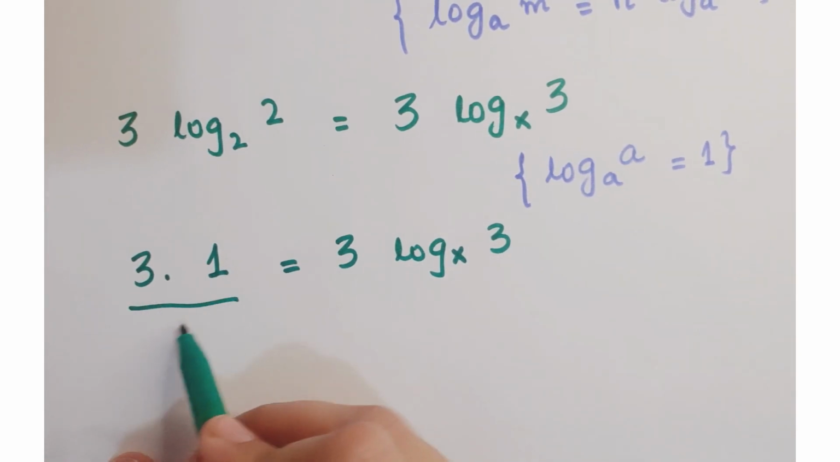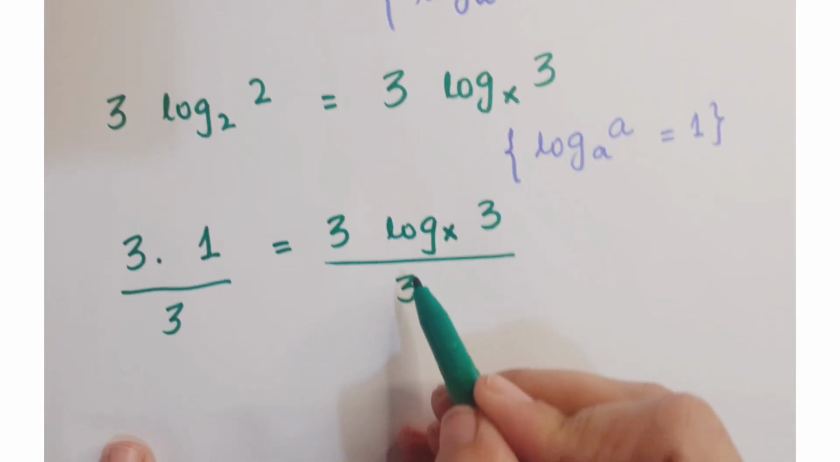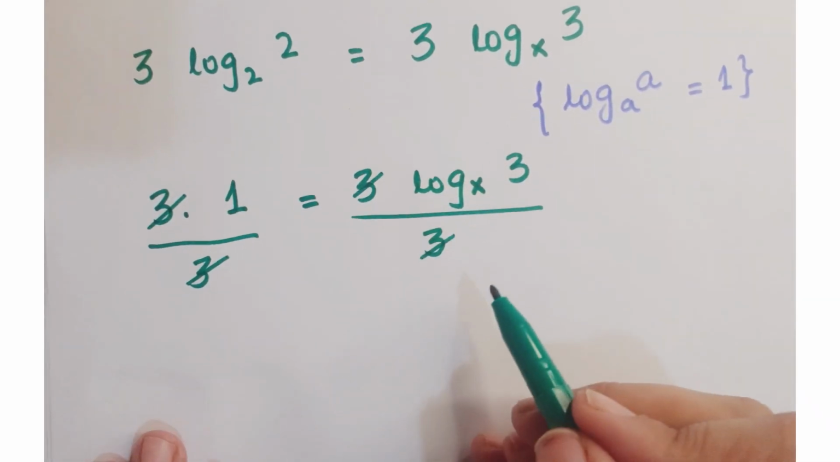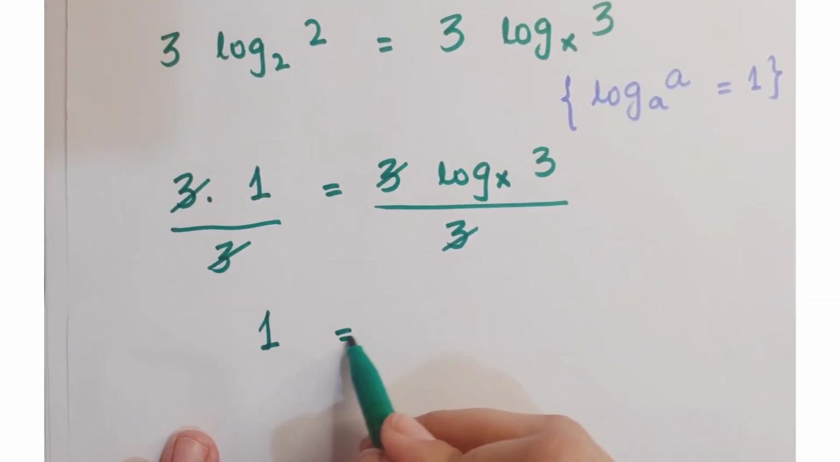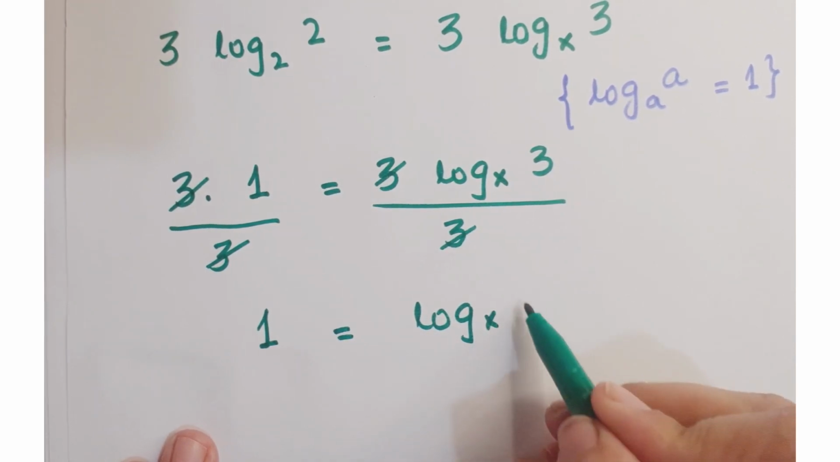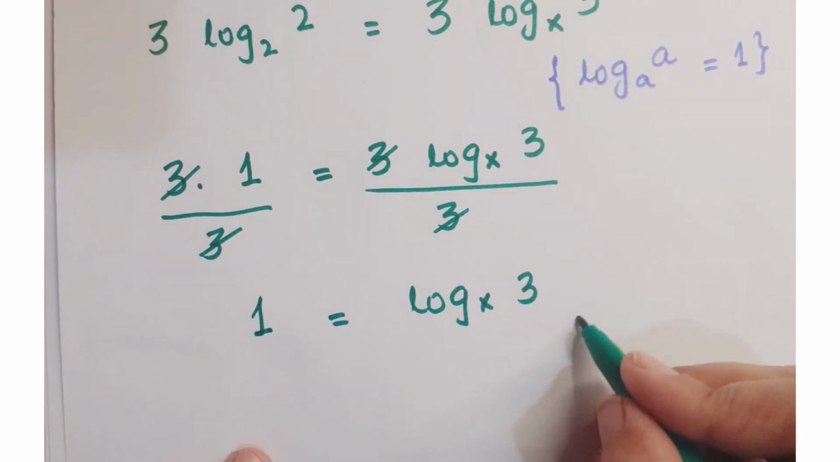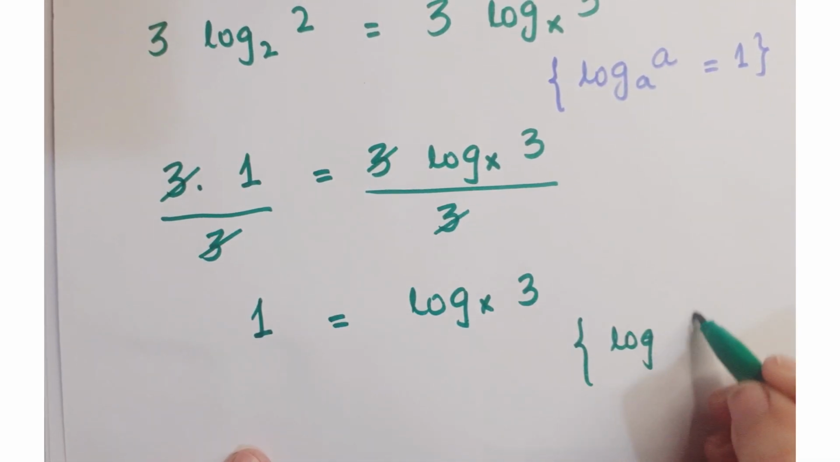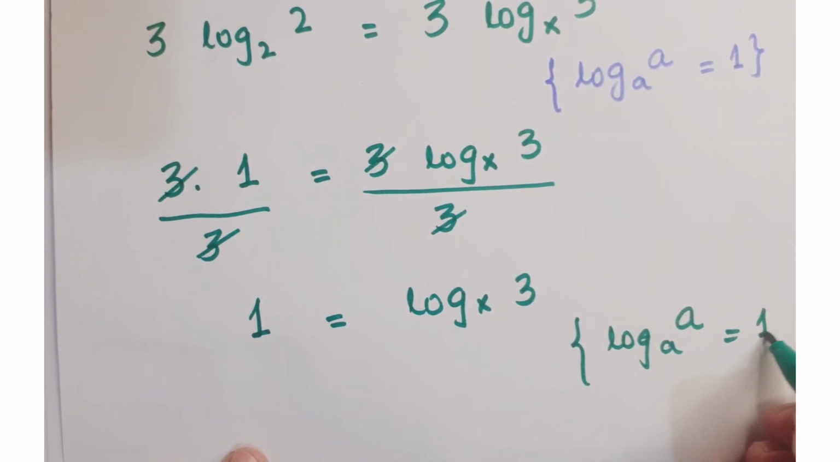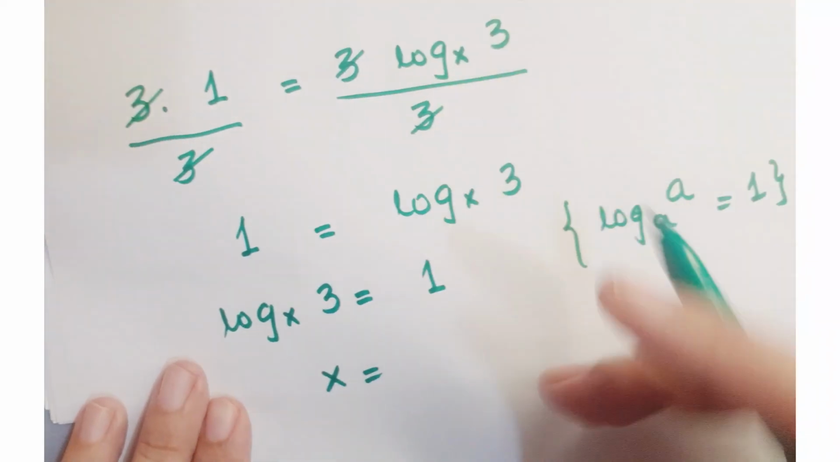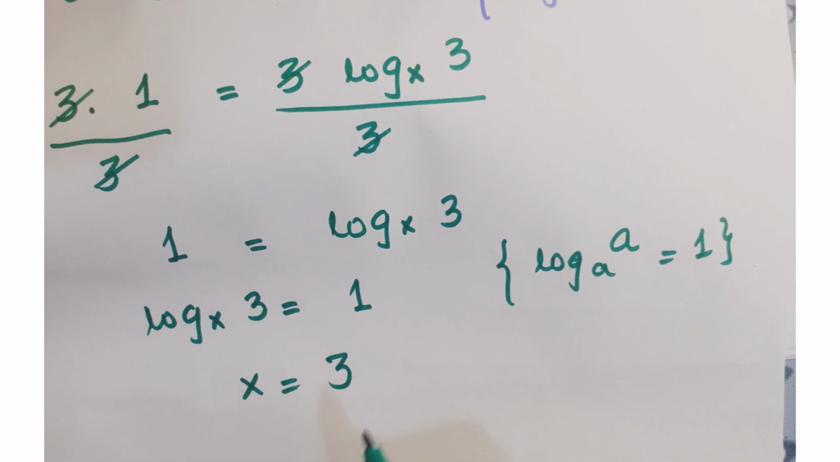Now dividing by 3 on both sides. So this 3 gets cancelled and this 3 gets cancelled. Now this is equal to 1, and log of 3 to the base x is equal to 1. As you know, again log of a to the base a is equal to 1. This implies that x has a value 3.